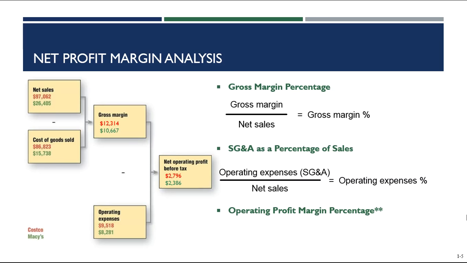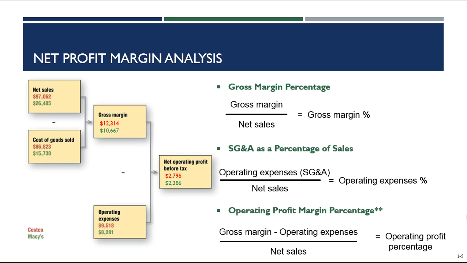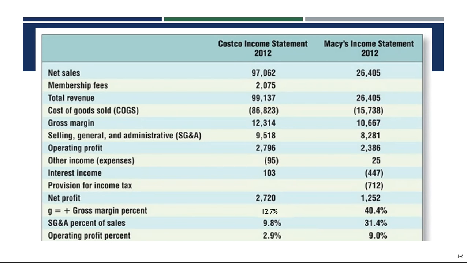So the last equation, and arguably the most important here, is the operating profit margin percentage. Operating profit margin percentage basically is going to combine the gross margin percentage and the SG&A. And so we're going to look at our gross margin, we're going to subtract out our operating expenses and divide that by our net sales. And again, all of those numbers can be found on the income statement. So when you calculate Costco and Macy's, what you see is that Macy's operating profit margin percentage is almost 3 times greater than Costco. So here's the numbers.